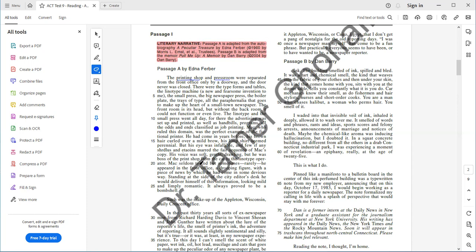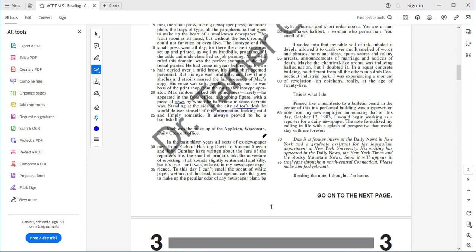Mac seldom talked, but sometimes, rarely, he appeared in the front office, a drooping figure with a piece of news which he had come by in some devious way. Standing at the side of the city editor's desk, he would deliver himself of this information, looking mild and limply romantic. It always proved to be a bombshell. Okay, thank you. Let's look at the last paragraph.